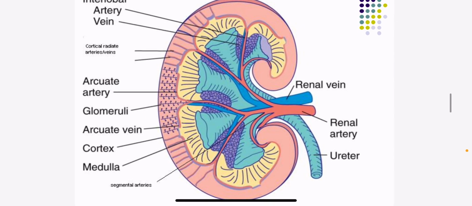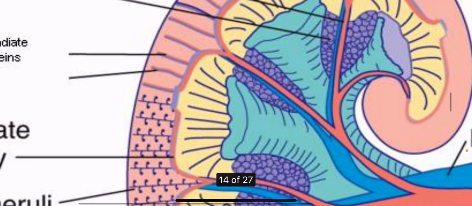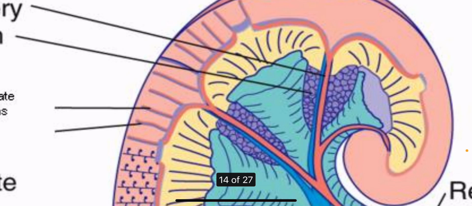So here you have the renal artery coming in at the hilum, and it's going to branch into segmental arteries right in the renal pelvis. Off of the segmental arteries, they are going to branch into interlobar arteries, and interlobar arteries go in between the renal pyramids, and then they're going to arc over the top of the renal pyramids. So segmental arteries were kind of down here at the bottom of the screen. Interlobar arteries are going in between the pyramids.